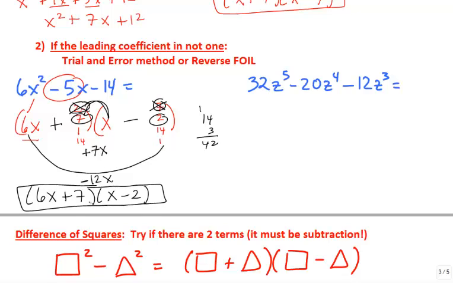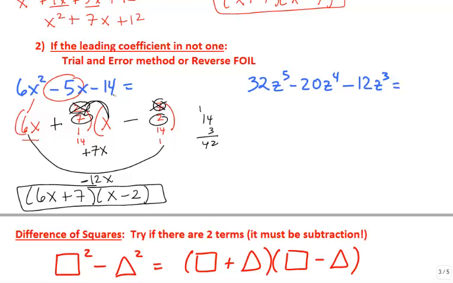So reverse FOIL, when the leading coefficient is not a 1, is very time consuming because you have to check every possibility of not only the front number but also the back number. And so you often have to go through several different checks until you find the case that works.